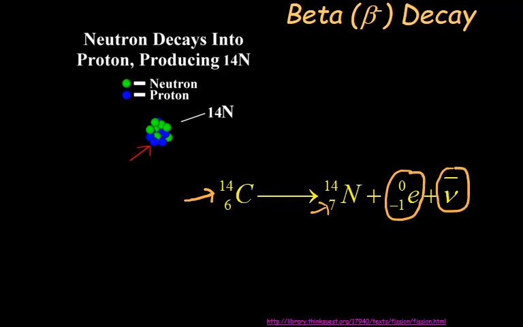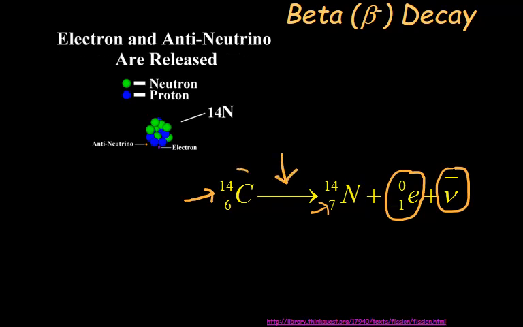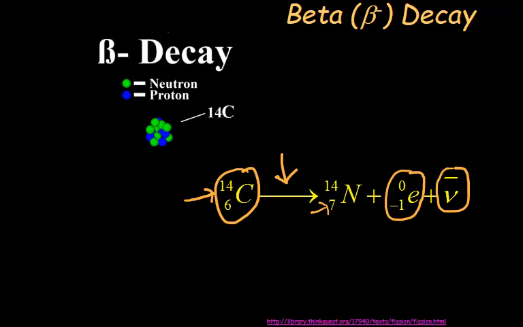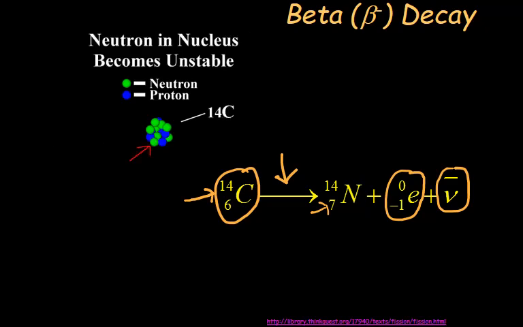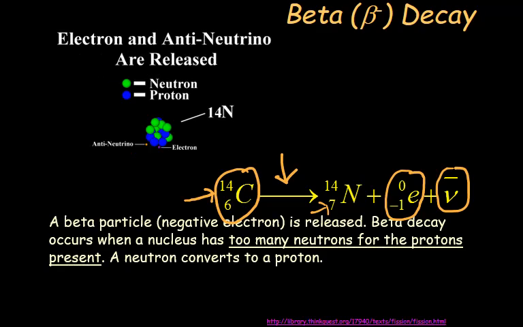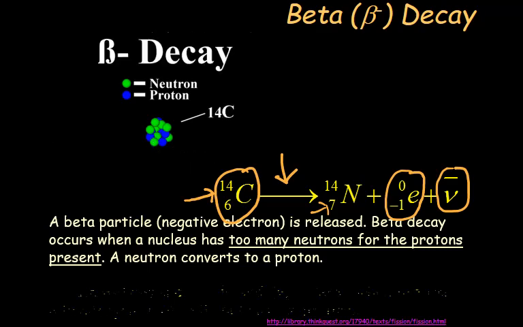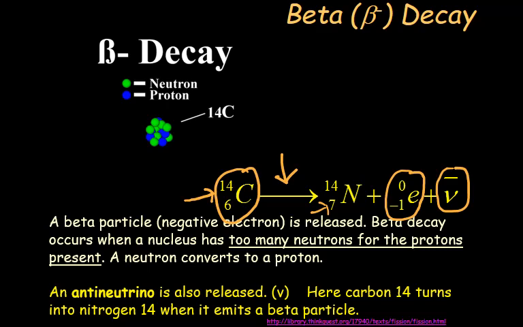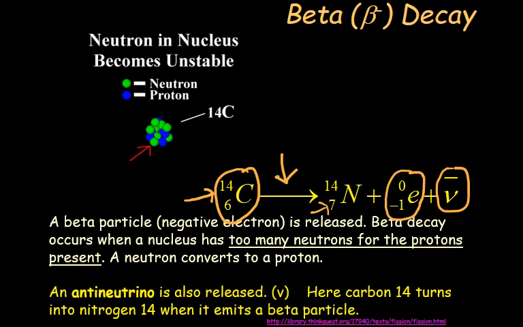And so the arrow represents the transition here. We go from this carbon atom, carbon 14, to this nitrogen atom, and then we have that there. So again, this is called beta minus decay, where there's too many neutrons for the protons there. Neutron converts into a proton, and the antineutrino is released.